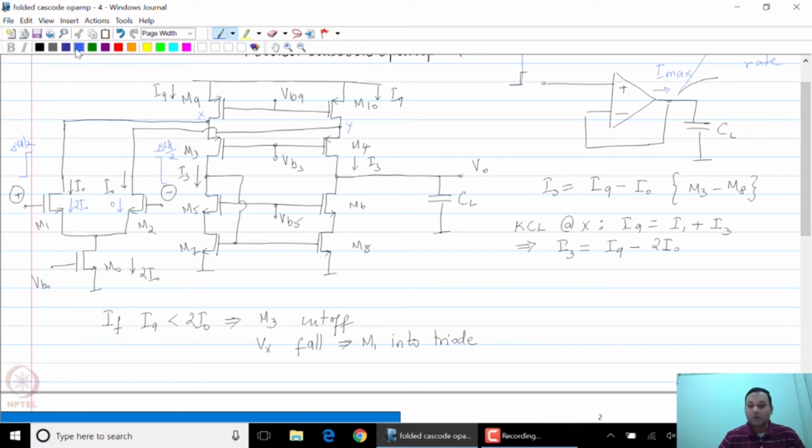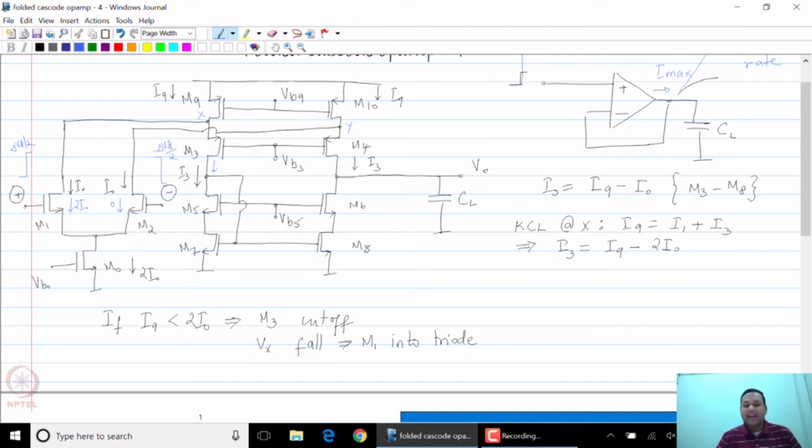So let us assume that I9 is greater than 2 I0, in which case the current through M3, M5, M7 is equal to I9 minus 2 I0. And what happens to this current? This current, of course, gets mirrored through M8 and M6. So this current is clearly I9 minus 2 I0 flowing downwards.